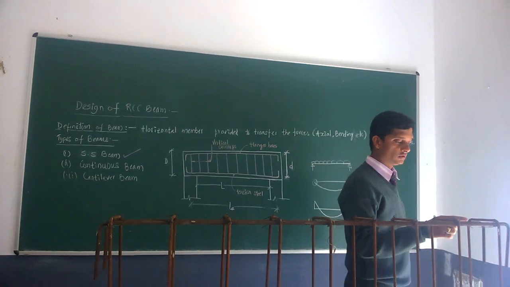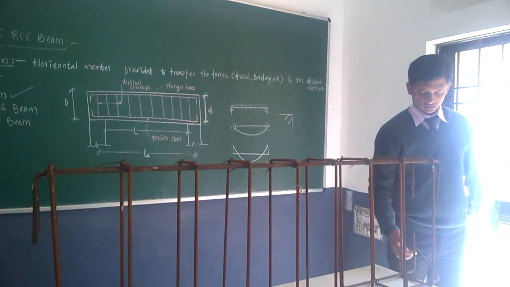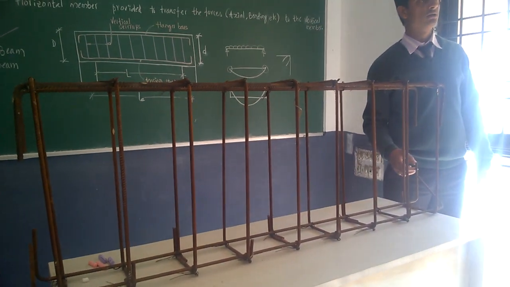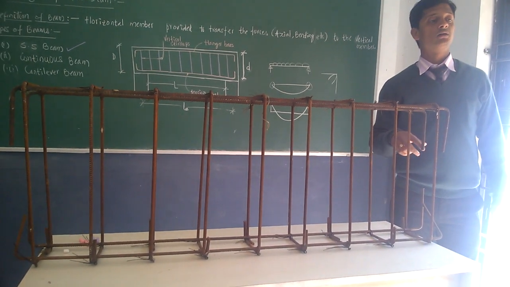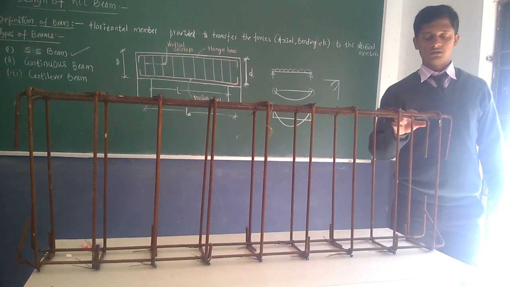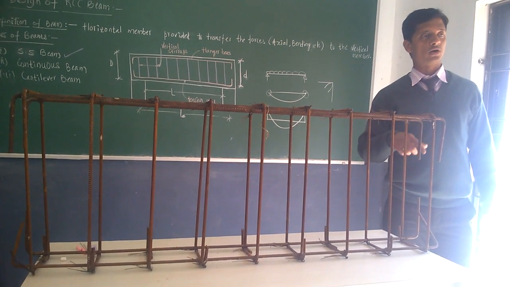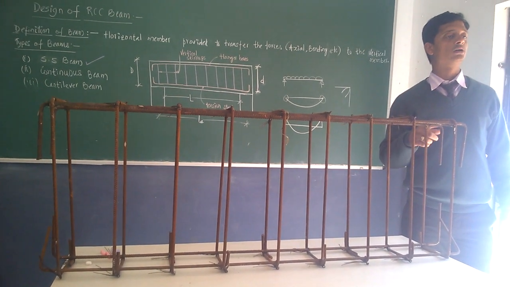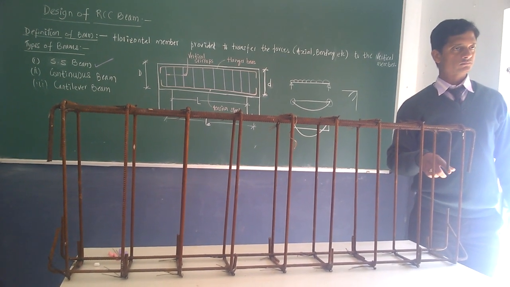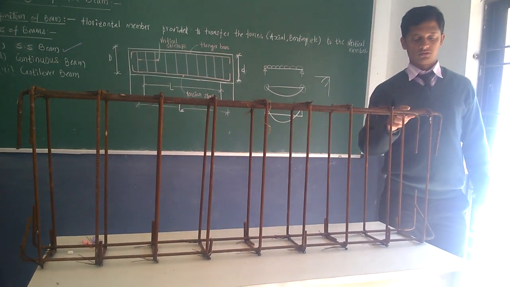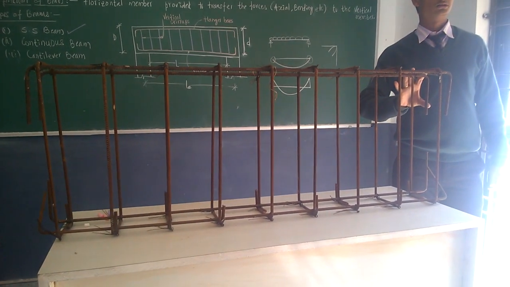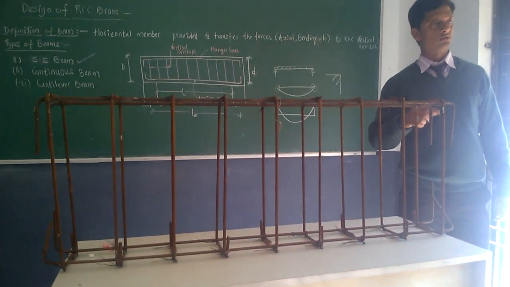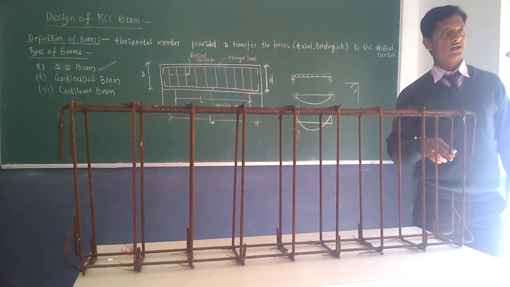If you see, they have done a 90 degree bend in the bars. The main purpose of this is to carry the bond stress. Whatever length is provided is known as the development length or anchorage length. How much length is provided should be as per IS standard. The length of the bend is provided as per IS standards.